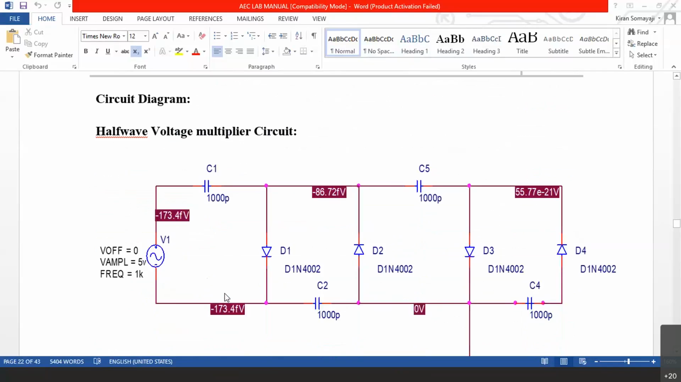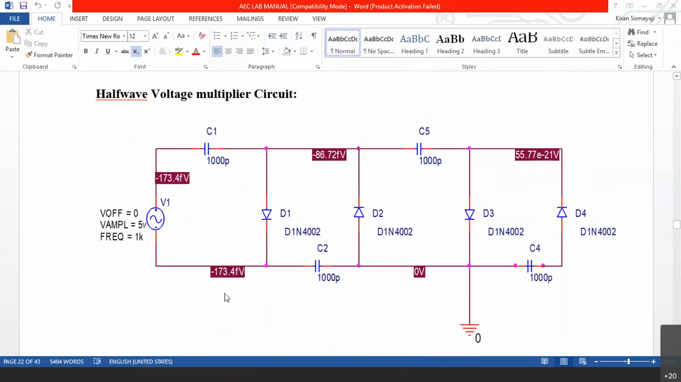Now, let me come to the circuit. Initially, we will see the half wave voltage multiplier circuit. You can see here, this is a PSpice snapshot, where you will pick up a diode and place 4 diodes one after the other on the screen, and you will pick up a capacitor, again place 4 capacitors on the screen, and then you will connect all of them through these wires.